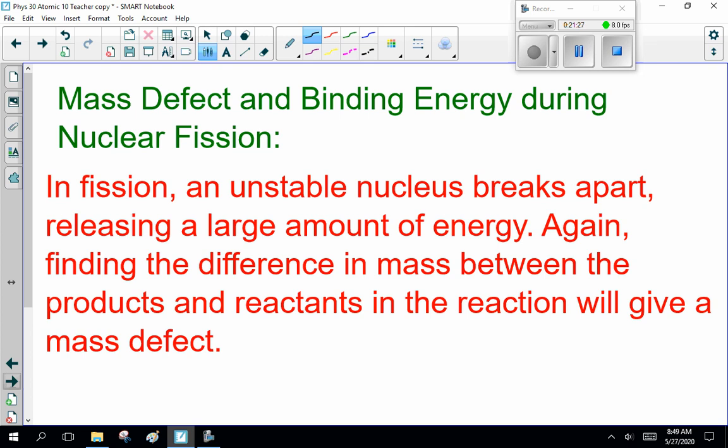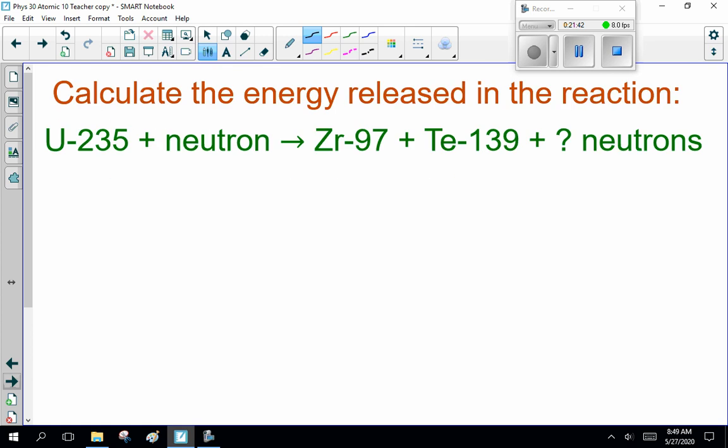Now, mass defect and binding energy during nuclear fission. In fission, an unstable nucleus breaks apart, releasing a large amount of energy. Again, finding the difference in mass between the products and reactants in the reaction will give us a mass defect. Okay, so here we go. Calculate the energy released in the reaction.